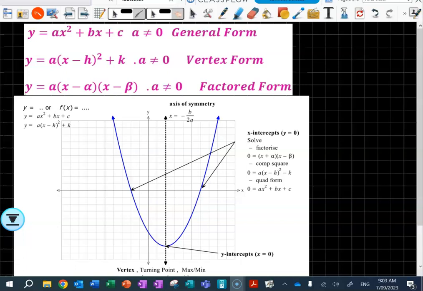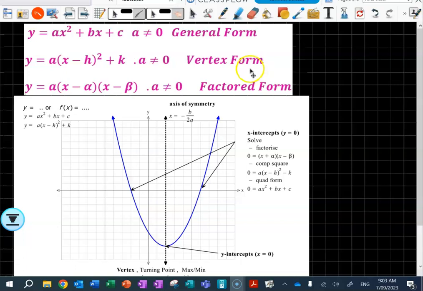So at this point in time, we should be pretty comfortable with the different ways that a quadratic equation can be written, right? We've got the general form. Why at the end of all of these have I got a cannot equal 0? But if a was 0, what would happen? It wouldn't be parabolic anymore. It wouldn't be a quadratic. It would then be linear. So it's just politeness to stick that a can't equal 0 at the end.